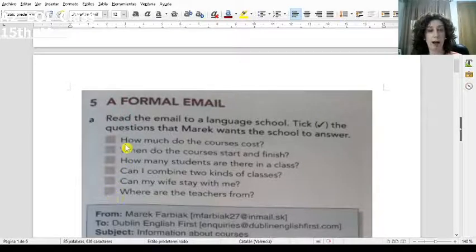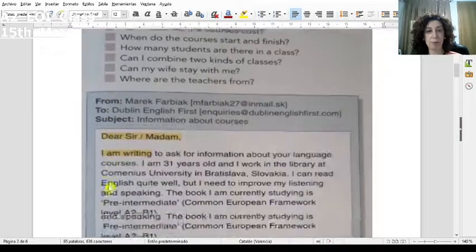So, how much, then the price, the dates, if he can combine two kinds of classes, if my wife can stay with me, and these are the questions. Clear?